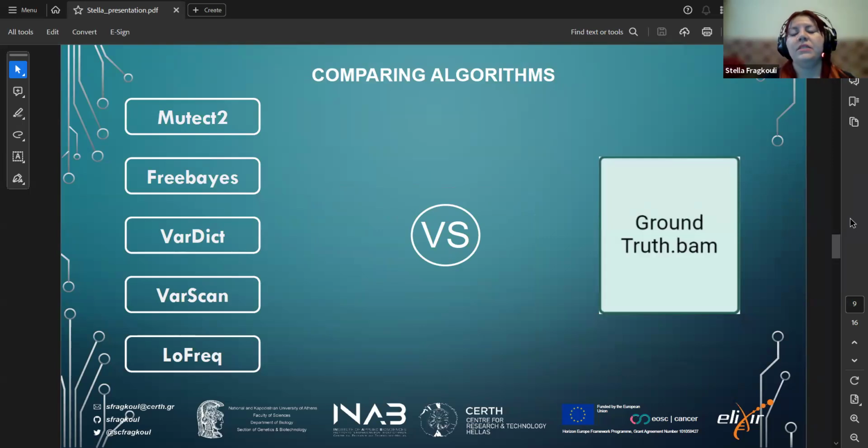So after we had this final BAM file, we were ready to perform the benchmarking. We picked 5 variant callers: GATK Mutect2, FreeBayes, VarDict, VarScan, and LoFreq. All of them were used in tumor-only mode. That means that there was no matched normal. So it was just one sample from the tumor, let's say, and we presented the ground truth BAM file to all of them to see what they would pick.